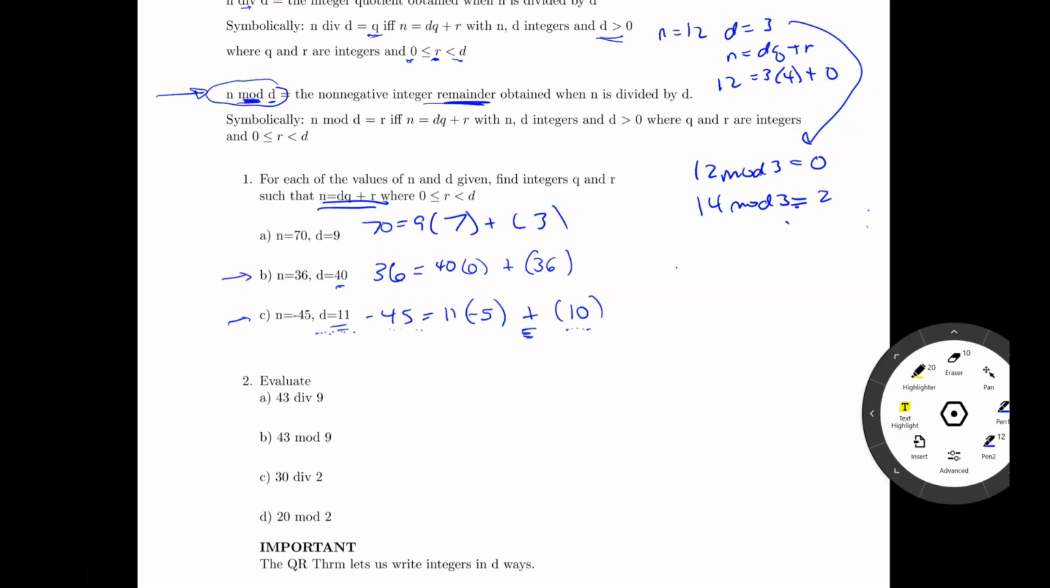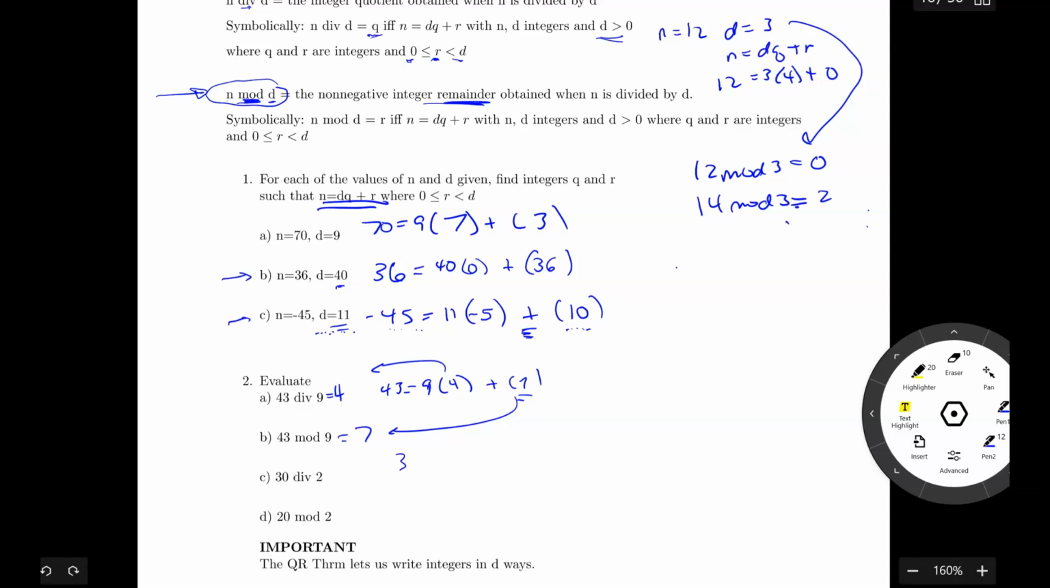So 43 div 9. This is asking for what the q is going to be. So 43 is 9 times q plus a remainder, right? So I know this is going to be 9 times 4. That gives me 36 plus the 7. So 43 mod 9 is going to be what the remainder is. Whoops, sorry. Hold on a second. I did that wrong. This one is 4. This is the q. This is asking what the remainder is, and that's 7, right? Okay. Sorry about that.